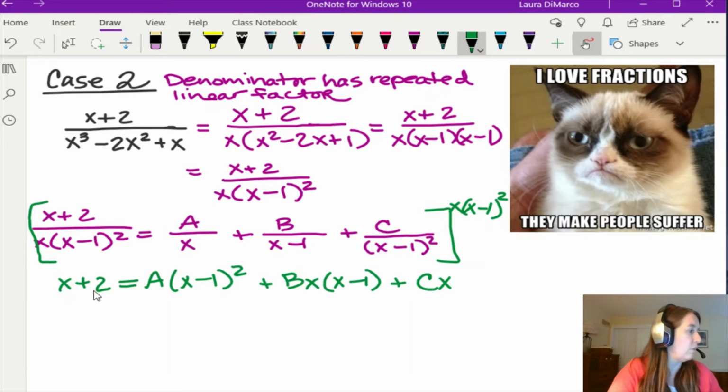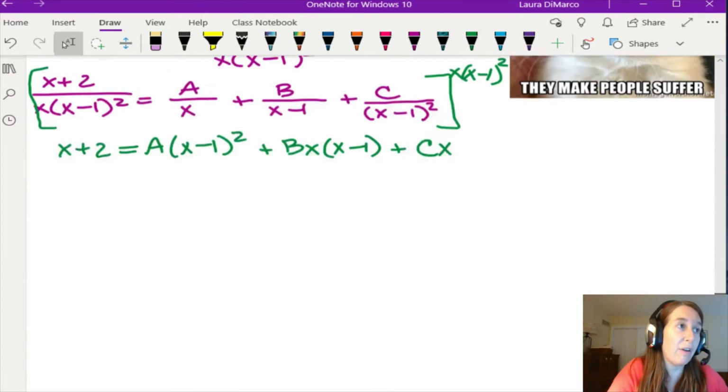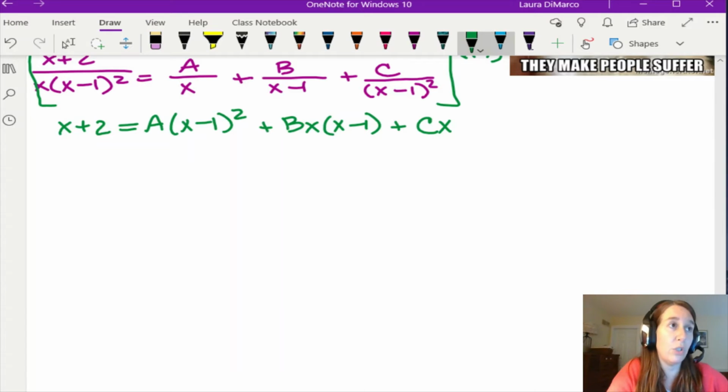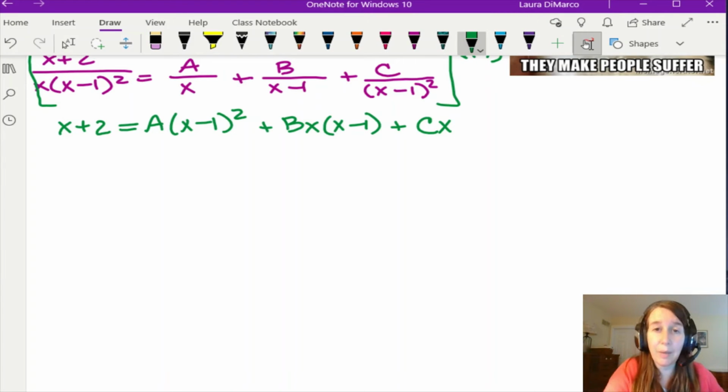So you can do it that way, but I'm here to show you in this video the other method. This is method 2, and I kind of like this method. It can be really quick and it's kind of clever. So take a look at this side of the equation. A is times x minus 1 squared. B is also times an x minus 1, and C is not. So what we're going to do is make clever use of what x might equal. So let x equal 1.